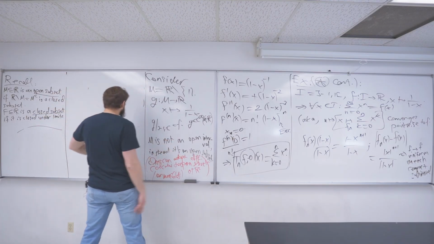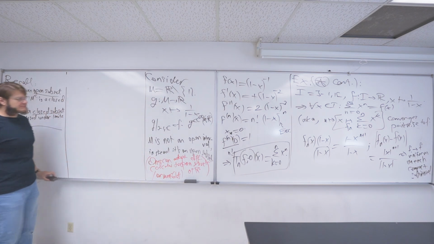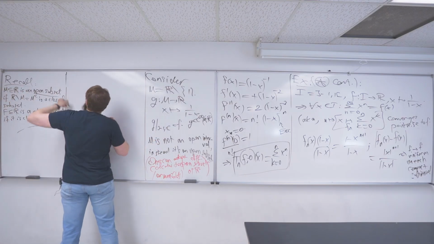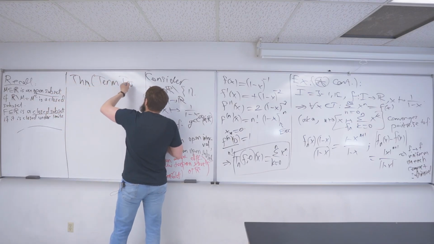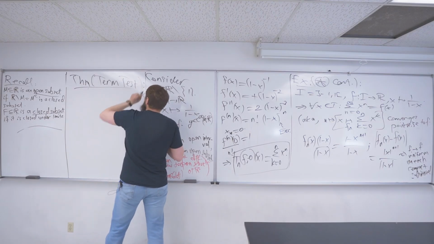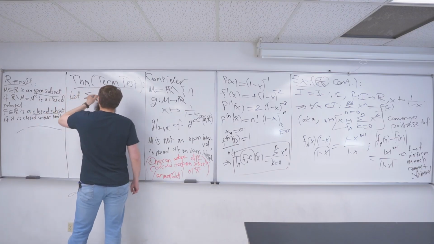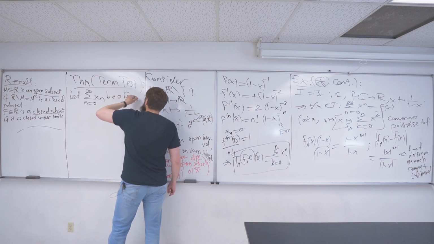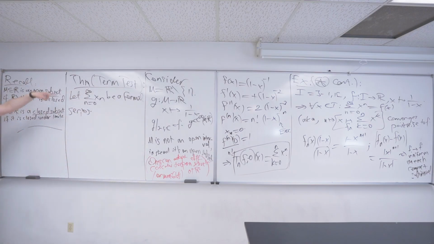I was trying to give you some sense as to what comes after. Probably we're not going to be able to cover all of these in full detail, but at least this is some sense. So let's say this is a theorem, the term test. It is one-sided only. It says this: let this be a formal series. If it converges, then the sequence of terms converges to 0.